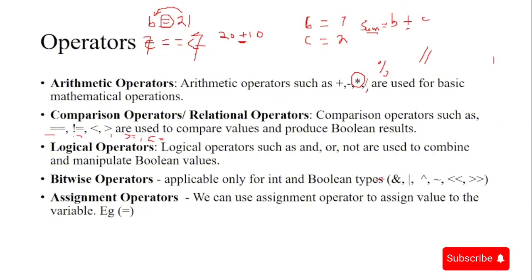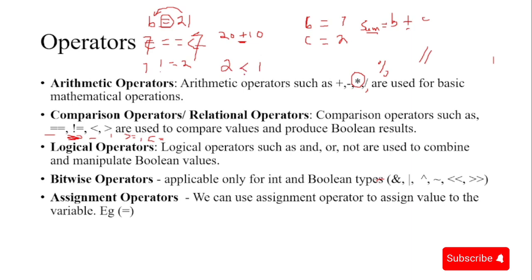Then we have an exclamation mark and an equal sign. This means the value on the left is not equal to the value on the right. So 7 is not equal to 2. That is an exclamation mark and an equal sign. Then we have less than. Of course we know the less than sign. You can say 2 is less than 1. It means the value on the left is greater than the value on the right.